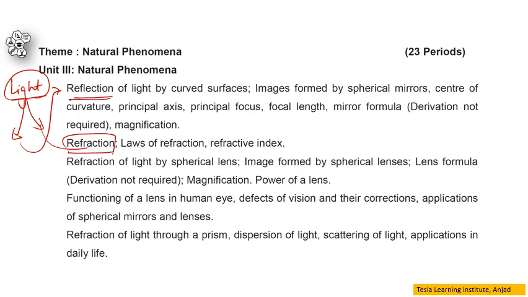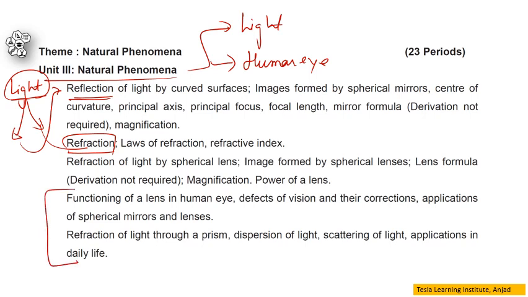So in this unit 3 there are two chapters. The first one is light and the second one is human eye and colorful world. As far as I remember, this one is chapter 10 of the NCERT book, and this one is chapter 11. Okay, so we're going to discuss these two chapters. We're going to start from the next lecture.